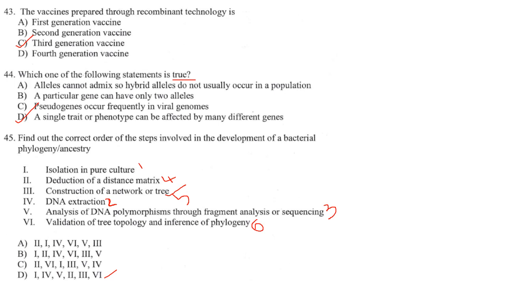Find out the correct order of steps involved in the development of a bacterial phylogeny or ancestry. Isolation in pure culture, reduction of a distance matrix, construction of a network or tree, DNA extraction, analysis of DNA polymorphism through fragment analysis or sequencing, validation of tree topology and inference of phylogeny. So the answer, first one will be isolation in pure culture. Then comes DNA extraction.